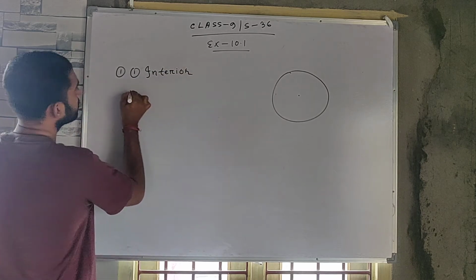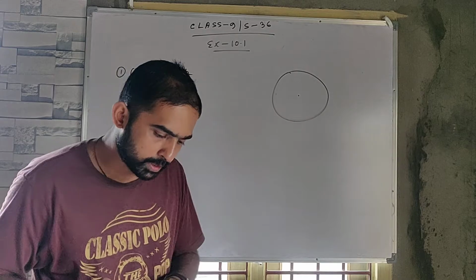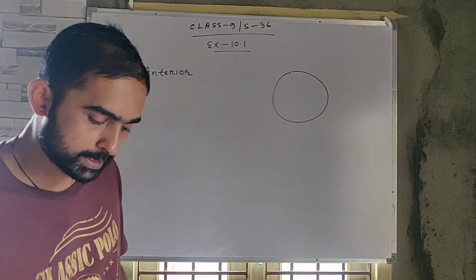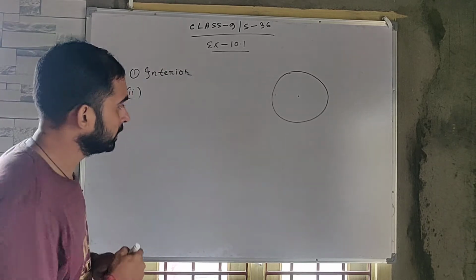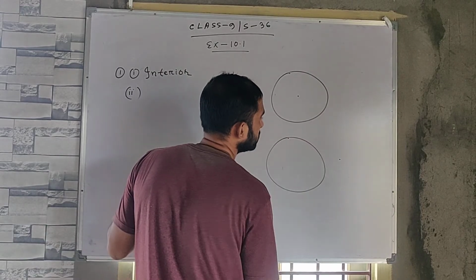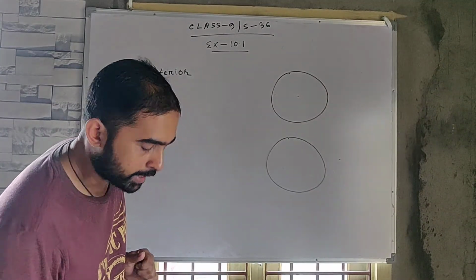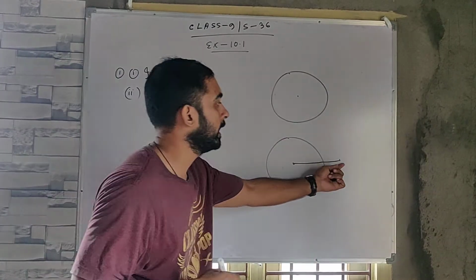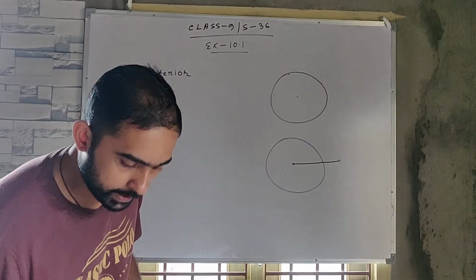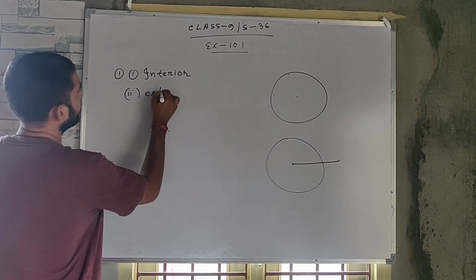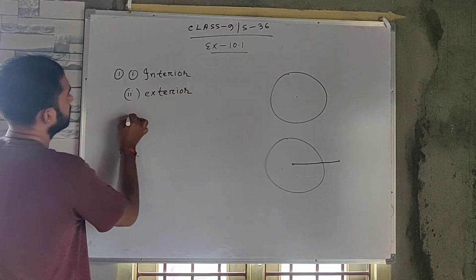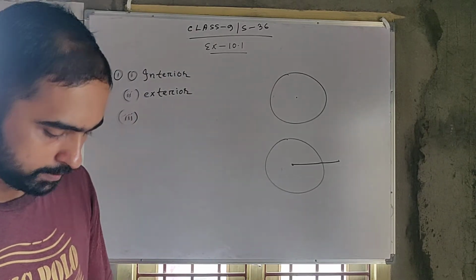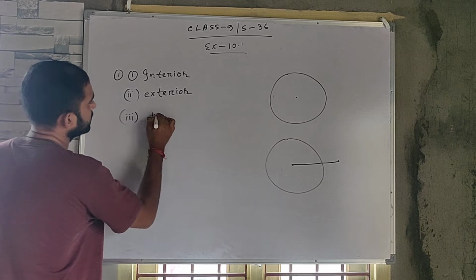Got it? Number 2. A point whose distance from the center of a circle is greater than its radius lies on the dash of the circle. Now see, a point whose distance from the center is more than the radius, then the point lies inside the circle or outside the circle? That is exterior, so exterior of the circle. Got it? Next, the longest chord of a circle, you all know, is the diameter.